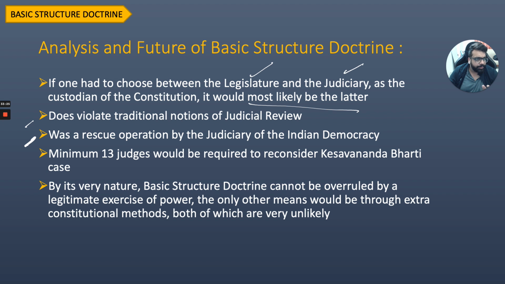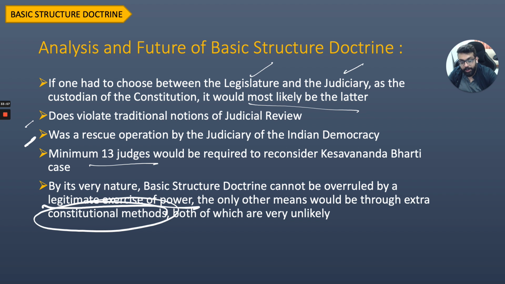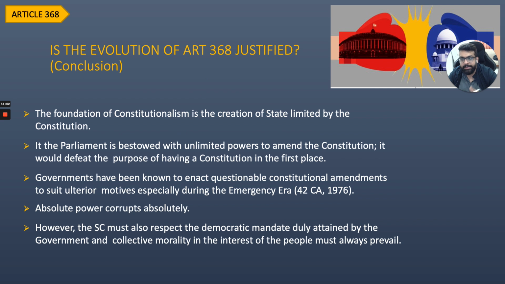And if you had to overrule basic structure, you would require a minimum of 13 judges, which is slightly difficult. And because it does not get specific mention, it cannot be overruled by a law. It cannot be overruled by a constitutional amendment, because the amendment will have to say XYZ article will now mean ABC. But there is no XYZ, so how will there be an ABC? Which means the only way you're going to do this is through extra-constitutional methods, certain executive actions here or there, which again the judiciary will strike down as violation of basic structure, right? And that is it. Now, the larger question is, is this justified?